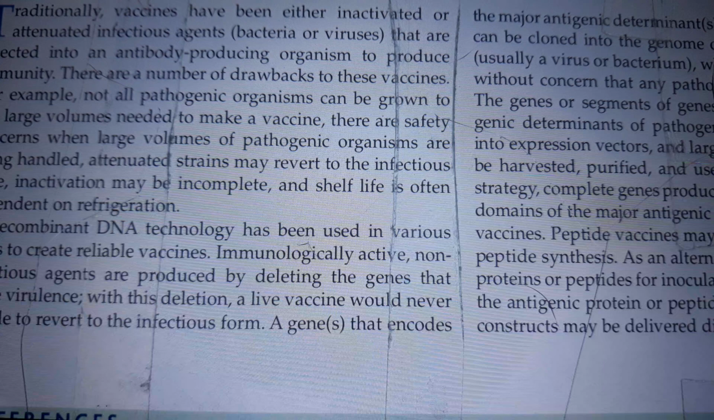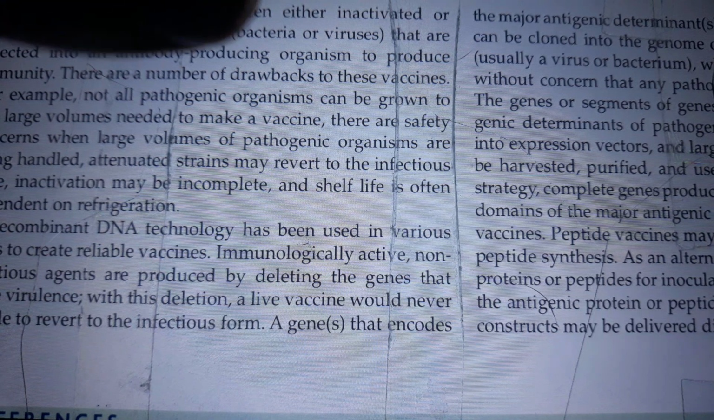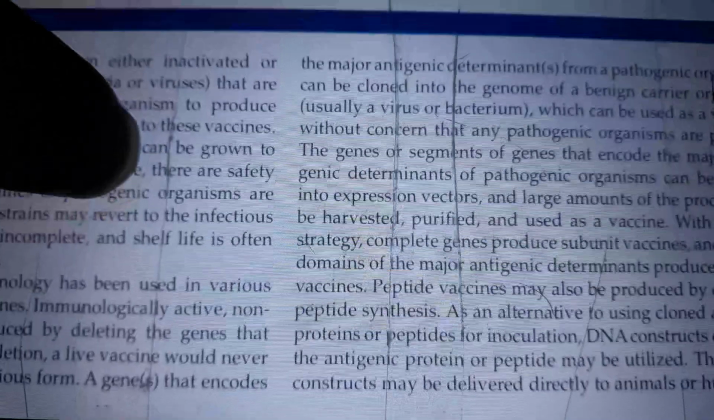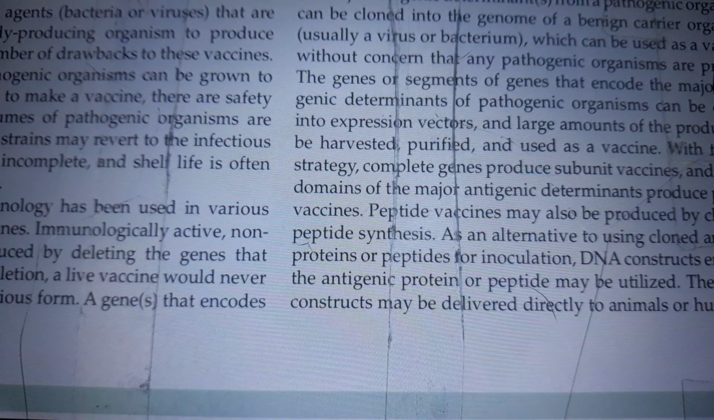Recombinant DNA technology has been used in various ways to create reliable vaccines. Immunologically active, non-infectious agents are produced by deleting the genes that cause virulence. With this deletion, a live vaccine would never be able to revert to the infectious form. A gene that encodes the major antigenic determinants from a pathogenic organism can be cloned into the genome of a benign carrier organism, usually a virus or bacterium, which can be used as a vaccine without concern that any pathogenic organism is present.